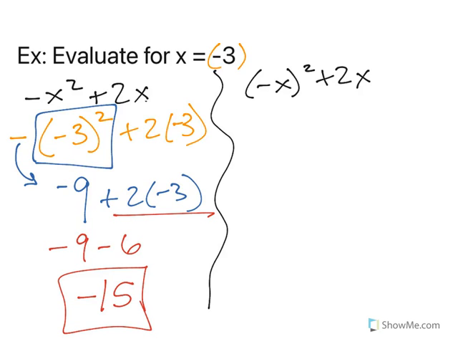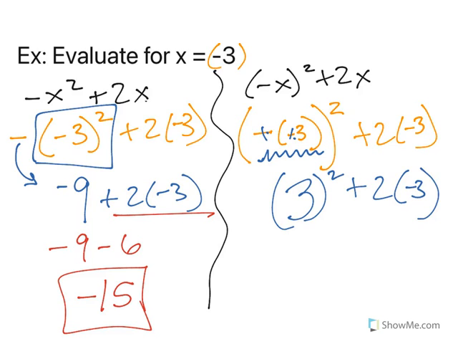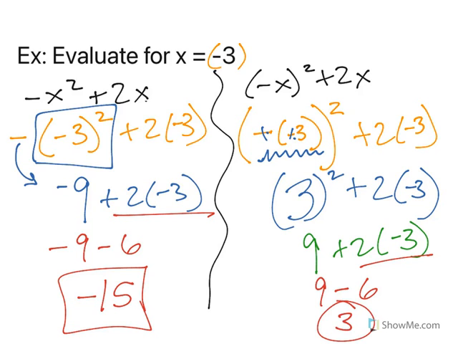Okay, let's do the same basic problem, except now we have parentheses. So now I have, inside parentheses, negative 3 squared plus 2 times negative 3. Hopefully you can already see the difference, because now before I do my exponent, I have to simplify within the parentheses. So I have a negative of a negative 3. 2 negatives is a positive. So this is really 3 squared plus 2 times negative 3. 3 squared is 9 plus 2 times negative 3. 2 times negative 3 is indeed negative 6, and 9 minus 6 is 3.